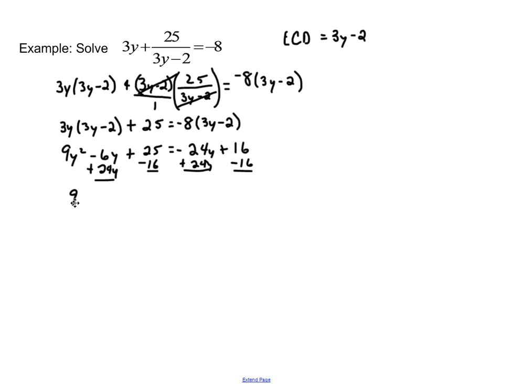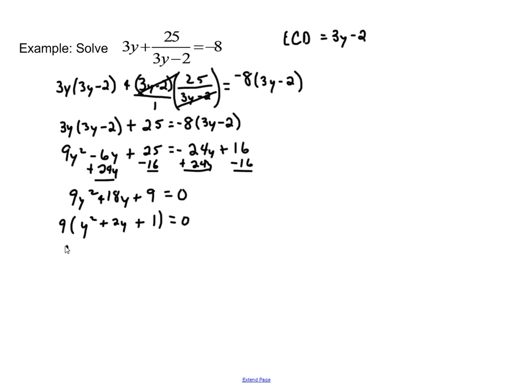We end up with 9y squared plus 24 minus 6 would be 18y plus 25 minus 16 is going to be 9. Well, there is a common factor here. We can factor out 9, leaving us with y squared plus 2y plus 1 equal to 0. And we would need to find the factors of y squared plus 2y plus 1.